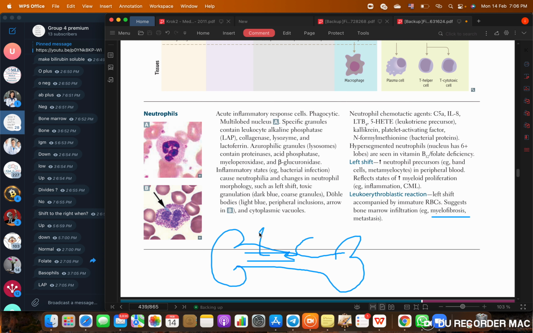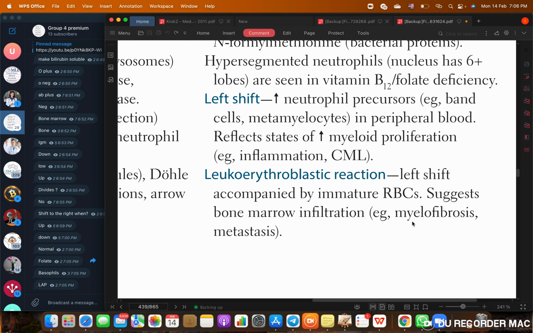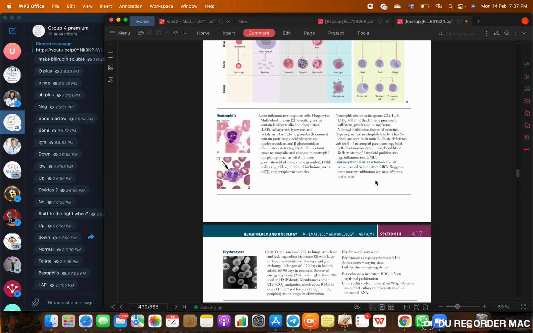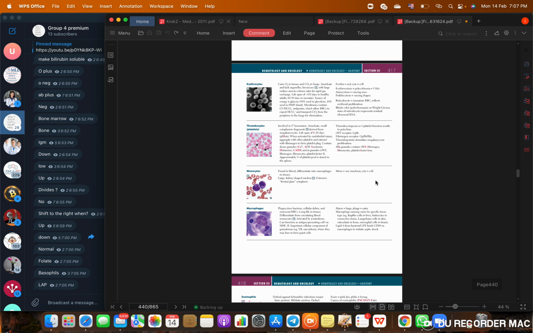it's going to squeeze the immature cells out, right? So that is going to lead to so many immature RBCs and leukocytes inside of the circulation. And we call that a leukoerythroblastic reaction. Again, it's due to myelofibrosis or a leukemia or any type of cancer infiltrating the bone marrow, kicking out the immature RBCs and the leukocytes, leading to a left shift in both the RBCs and the neutrophils, and we call that leukoerythroblastic reaction.